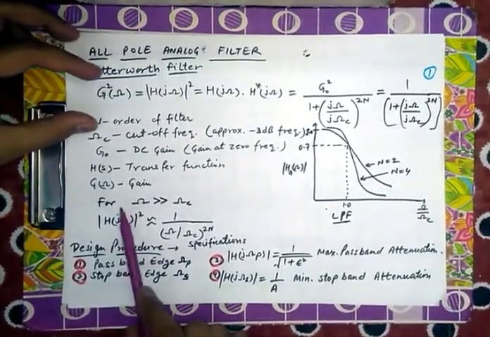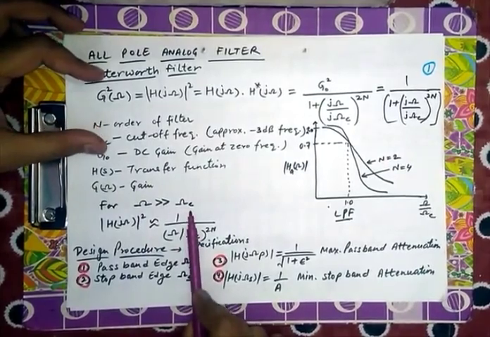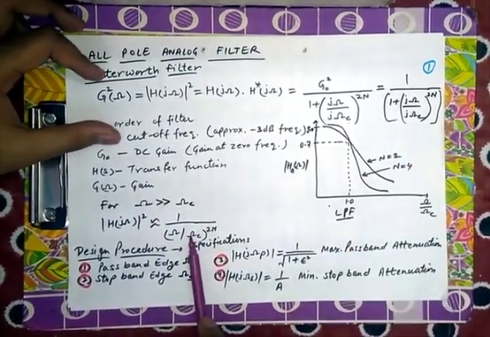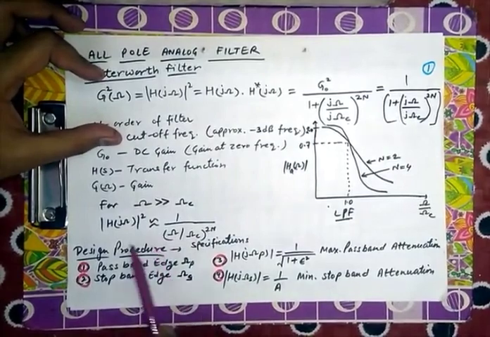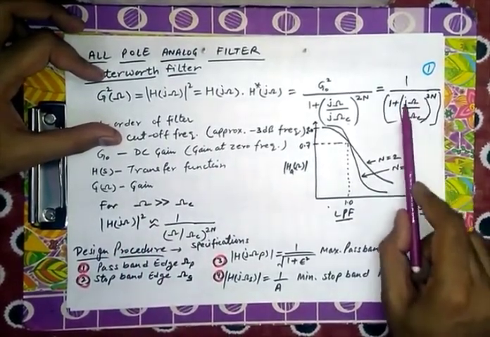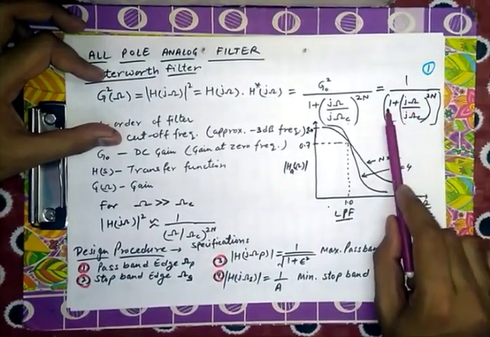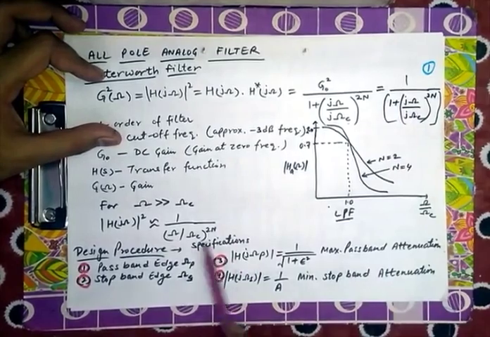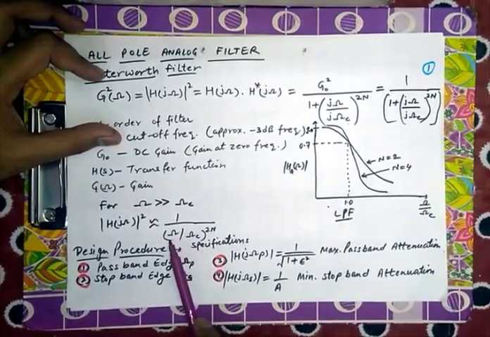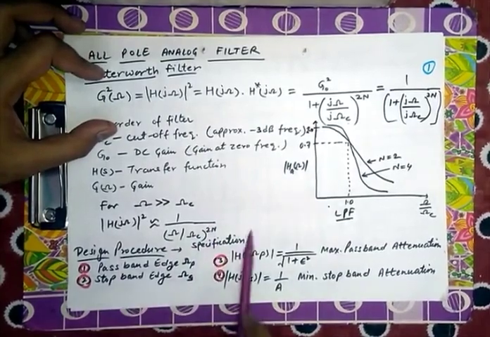Further, if Ω is very much greater than the cutoff frequency Ωc, then this expression can be realized using an approximation method. |H(jΩ)| squared is approximately equal to, if this term is very large, then 1 is negligible in comparison to this term, so only this term is kept, Ω upon Ωc raised to 2N. It is the approximation case.